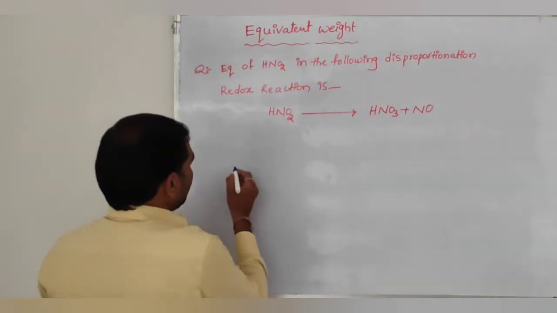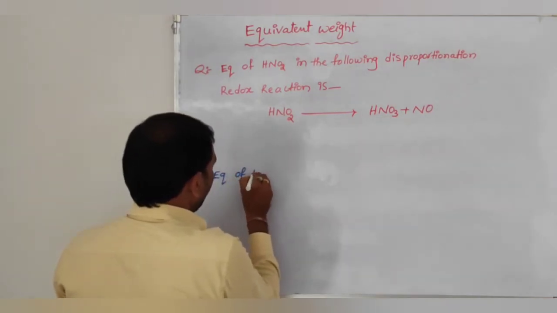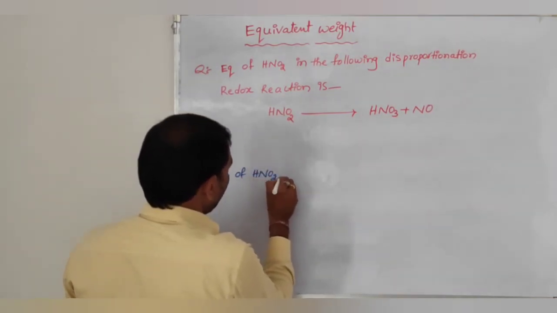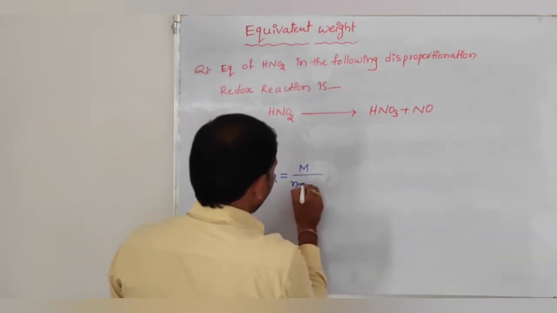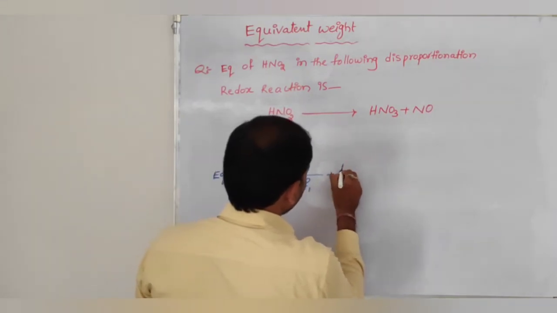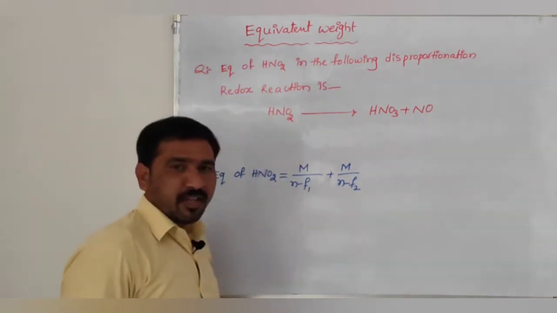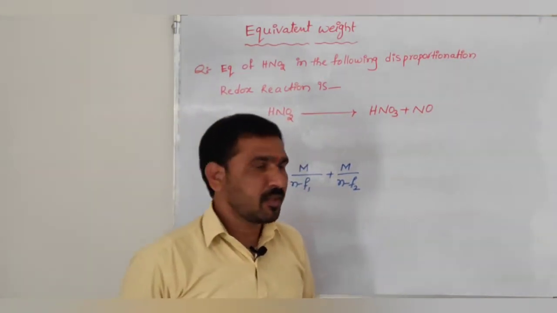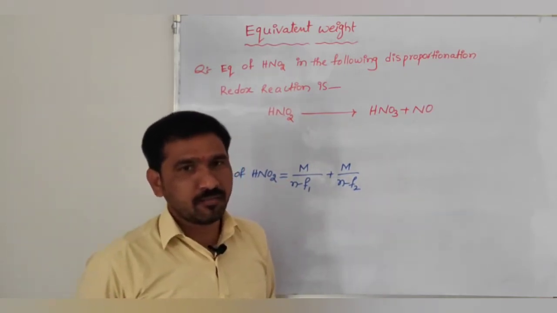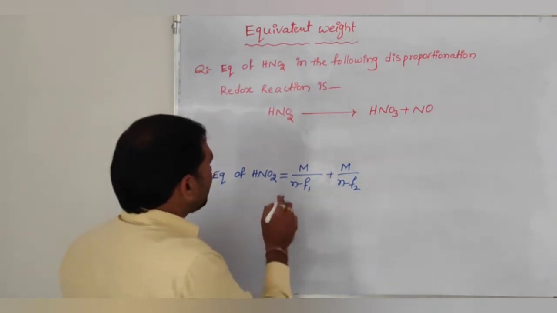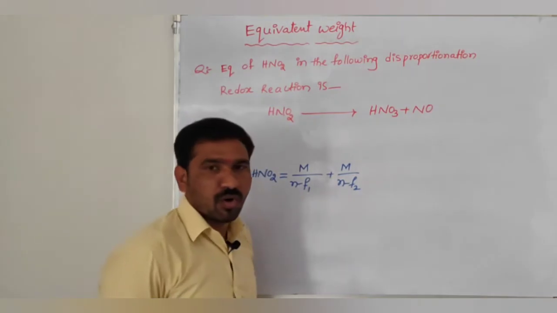Let me check here. Equivalent weight of HNO2 is equal to molecular mass M by n factor 1 plus M by n factor 2. By this we can calculate the equivalent weight. This is about disproportionation redox reactions only. Is it clear, beta? Then, coming to n factor 1 and n factor 2, how will we gather them?